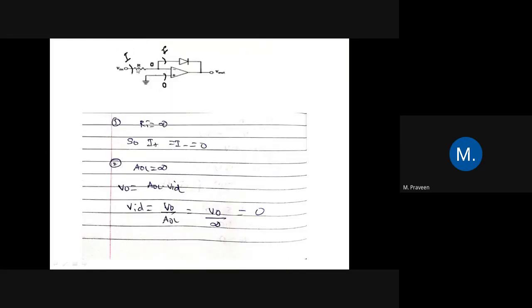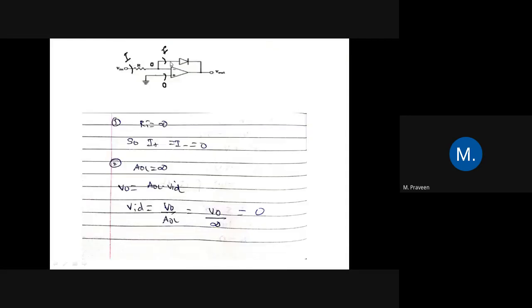Now we have to write what VAD is here. We know that V plus and V minus are both going to be equal. Now what we have to do is find the current flow through the diode. If we know the current flow through the diode, we can easily find V naught. So now we can write the current I. What is the current I flowing through here, through the non-inverting terminal? Here I is nothing but V in by R.